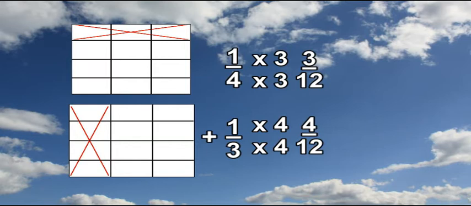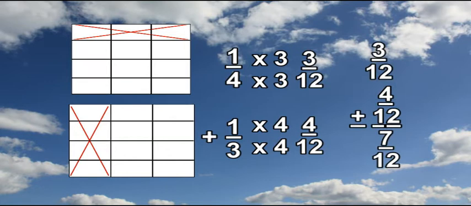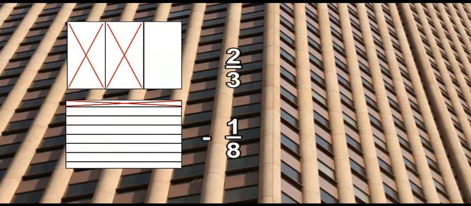To find the sum of the fractions, you would combine the numerators. 3 plus 4 is 7. The answer would be 7/12. Let's look at another problem. Let's do 2/3 minus 1/8.